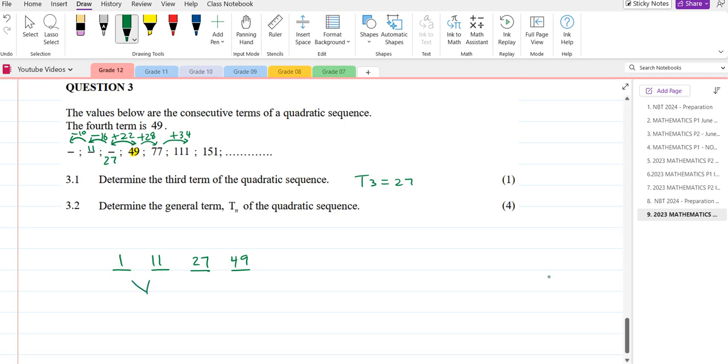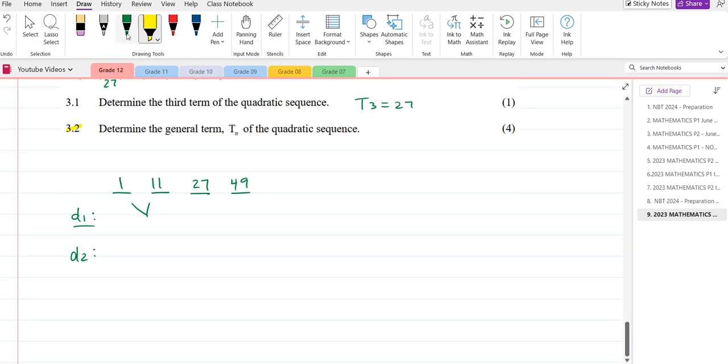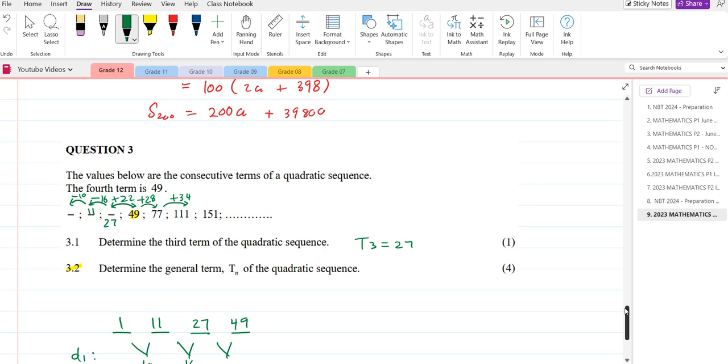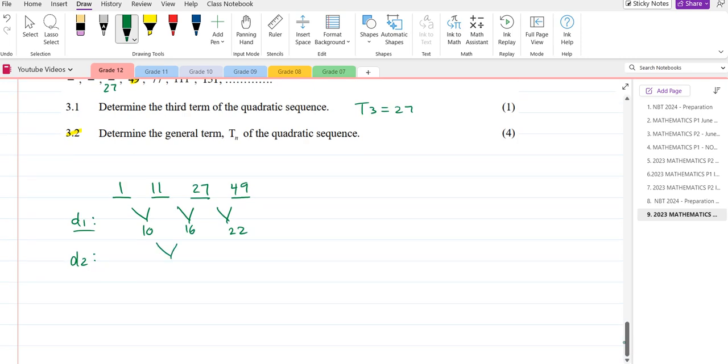So let's check if this works out. Difference 1, and then there's difference 2. So we're solving this question here, 3.2. Now to solve this, what's difference 1? 11 minus 1, which is 10. 27 minus 11, which is 16. 49 minus 27 is 22. So far so good. 16 minus 10 is 6. 22 minus 16 is 6.